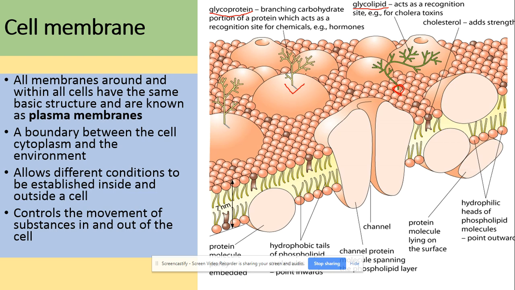Glycoprotein could act as a recognition site for chemicals, for example, hormones. Section 6 is a really good example and explains many ideas about this. And glycolipids act as recognition sites. Okay, so that's the structure.